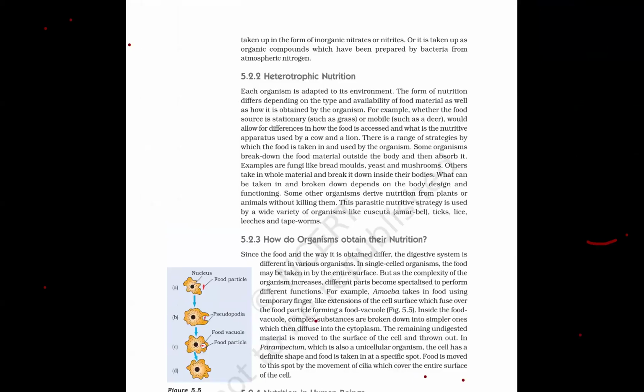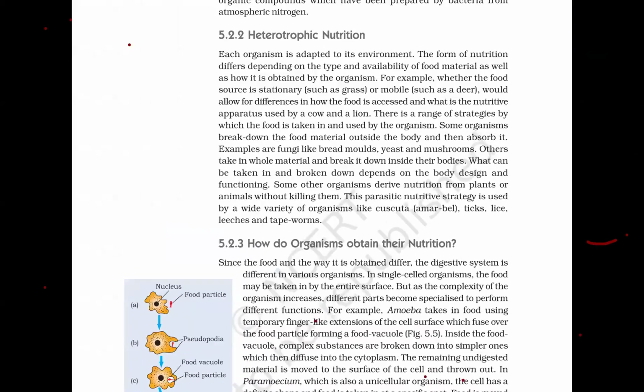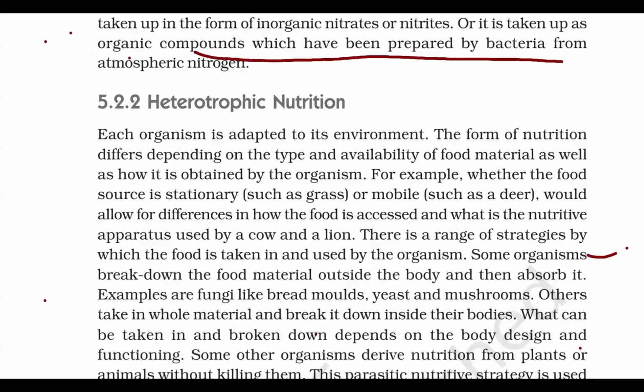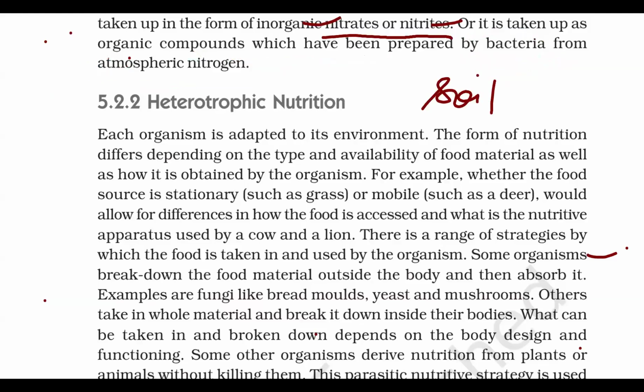Okay. So you should know from where nitrogen and other compounds are coming, in the form of nitrates and nitrites. One more important point here that can also be asked: these compounds are prepared by bacteria from the atmospheric nitrogen. So a question can be asked in this form: the plant is utilizing nitrogen in the form of nitrates and nitrites, and by which organism's help is atmospheric nitrogen converted into nitrates and nitrites? The answer will be bacteria. Bacteria in the soil convert atmospheric nitrogen into nitrates and nitrites for plants.